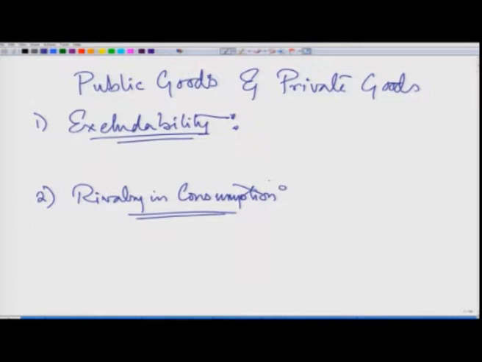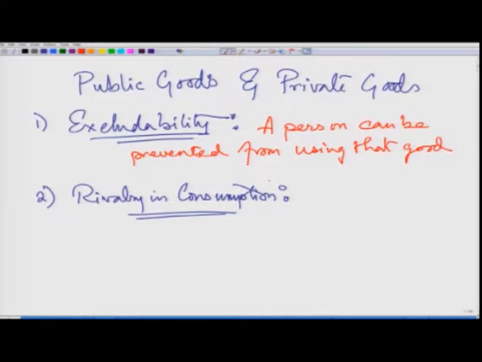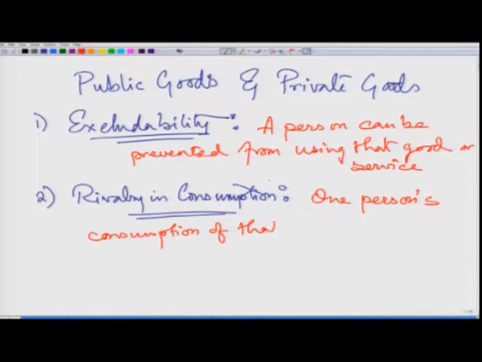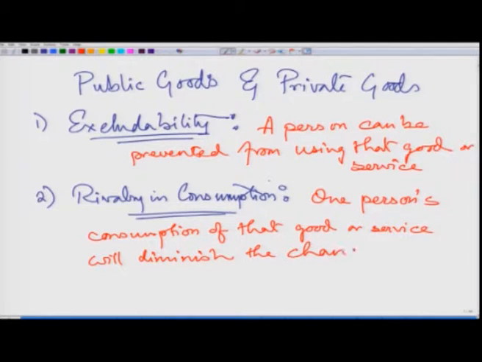What is excludability? Excludability is basically when a person can be prevented from using a commodity, that good or service. This is excludability. What is rivalry in consumption? It is when one person's consumption of that good will diminish the chance of others' usage.